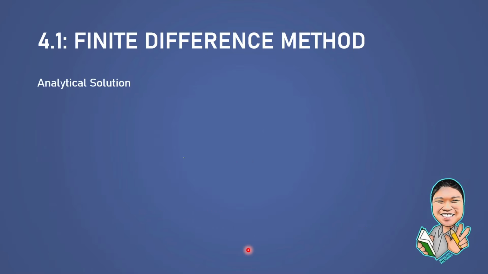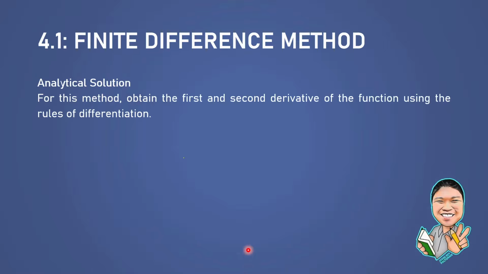Solution for analytical. When we say analytical solution, this is the exact solution. And yes, paano ko mahahanap yung eksaktong first saka eksaktong second derivative? Ang gagawin nyo lang is gamitin mo yung natutunan mo sa calculus, which is the rules of differentiation. So, eksaktong ganun ang gagawin nyo. Again, for this method, obtain the first and second derivative of the function using the rules of differentiation.